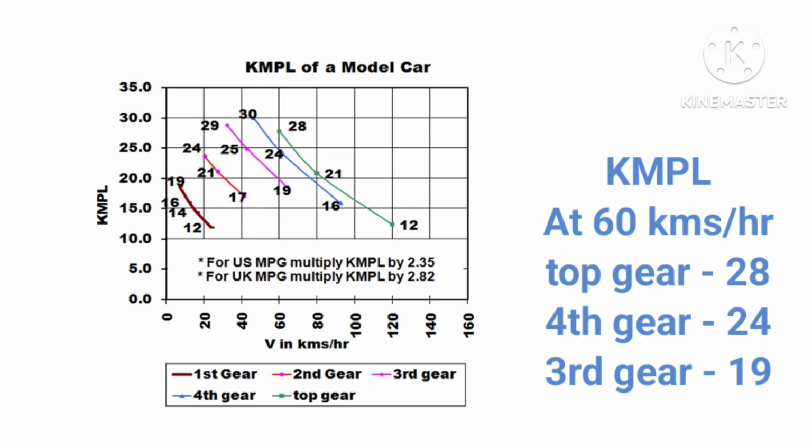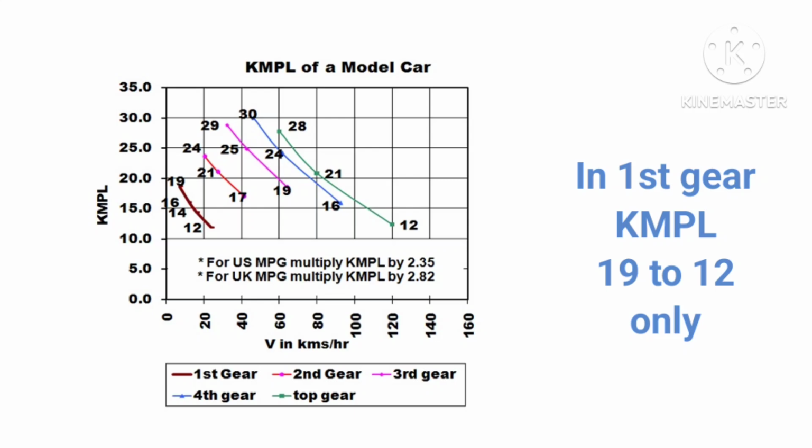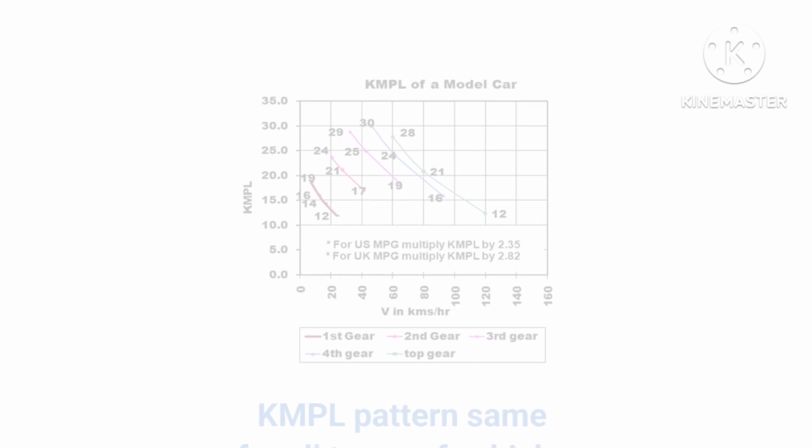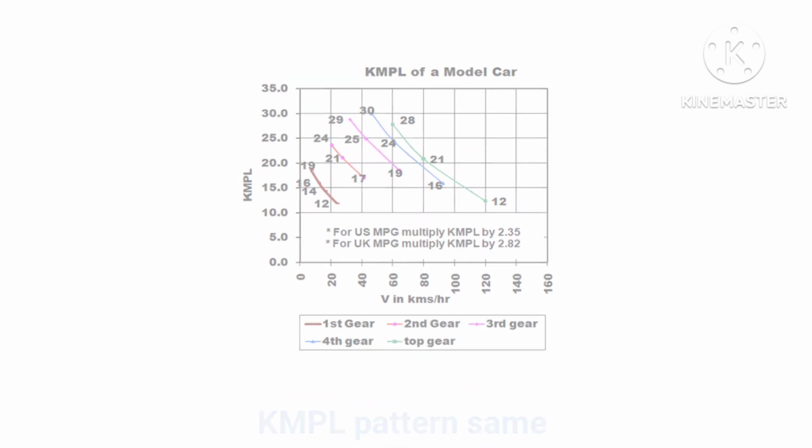Also for 60 km per hour in fifth gear KMPL is 28, in fourth gear KMPL is 24, and in third gear KMPL is 19. Also it can be seen that in first gear, KMPL is in the range of 19 to 12 only. For any type of vehicle, scooter to multi-axle, KMPL values will be different, but the pattern will remain the same.